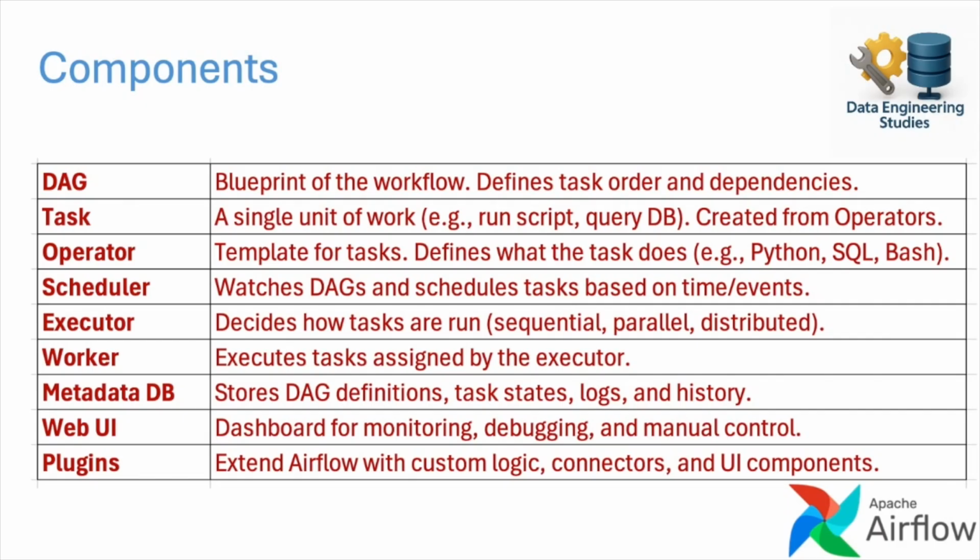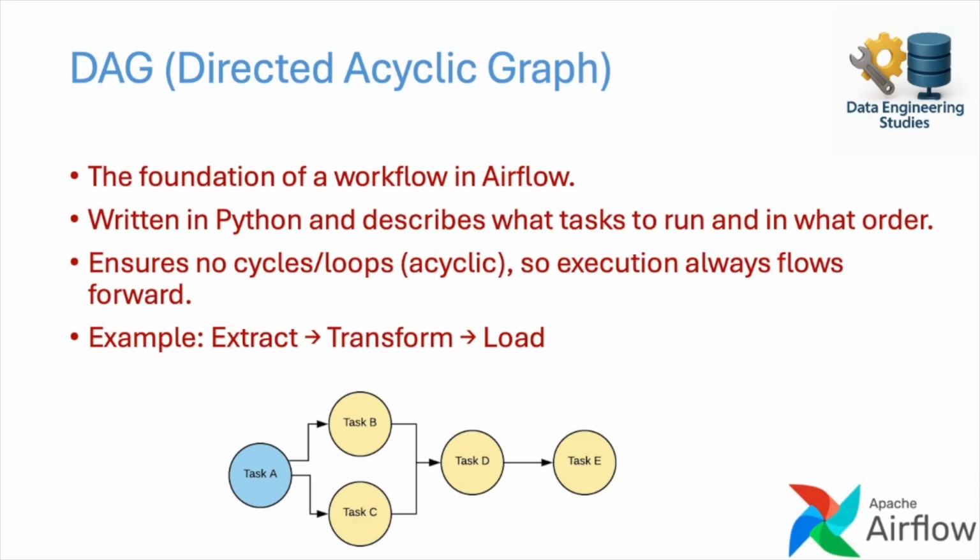First, let's see what is a DAG. In Airflow, the directed acyclic graph, or DAG, is the foundation of every workflow. A DAG is written in Python and defines what tasks need to run and in what order. The term acyclic means there are no loops or cycles. Execution always flows forward from start to finish.